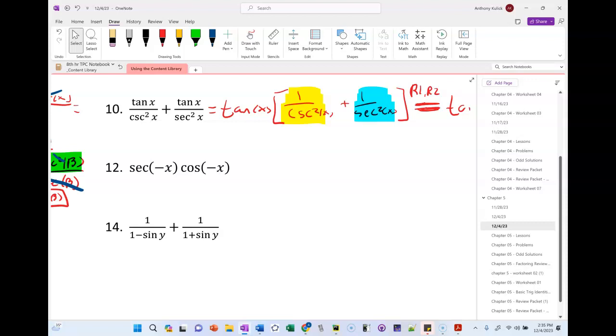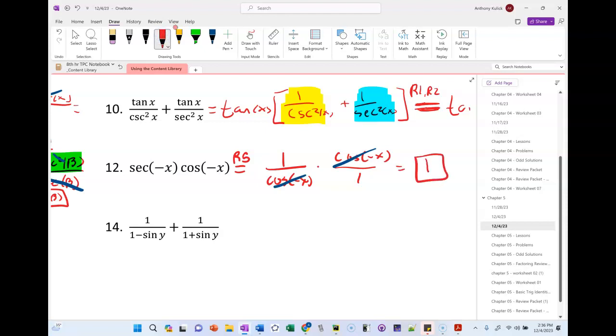R5. Yeah, I think that's a great idea. If we just use R5, we have this. So what can I do with this? And I'm left with, it's the easiest one on the sheet.